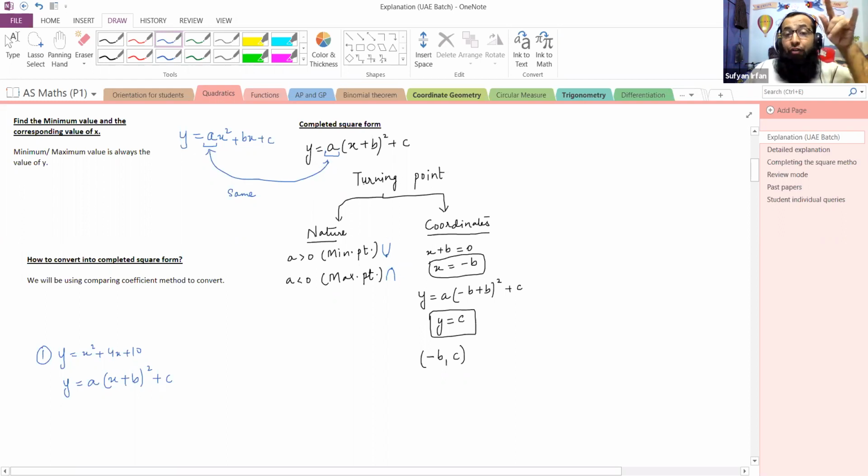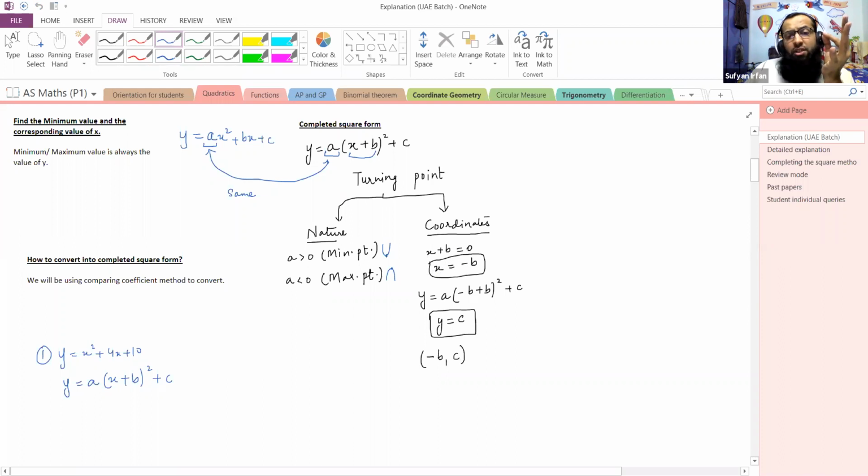And then to find the coordinates of the turning point, concentrate and just listen to what I'm saying. To find the coordinates of the turning point, the linear function inside the bracket is to be equated to 0. The linear function inside the bracket is to be equated to 0. So if there's x plus b inside, we are going to equate x plus b equals to 0, and we are going to get the value of x. So it's x equals to negative b. Whatever the value of x we are going to get will be the x coordinate of the turning point, right?